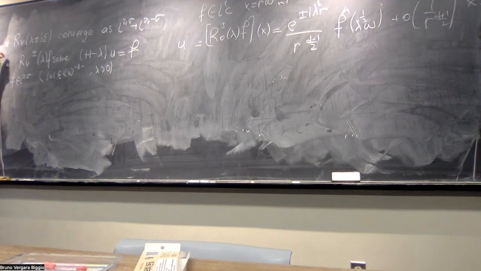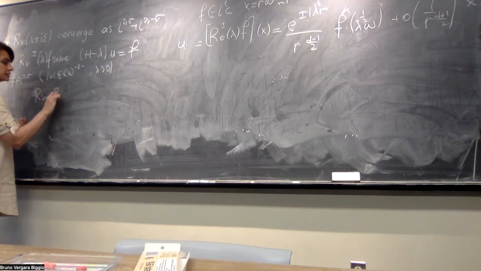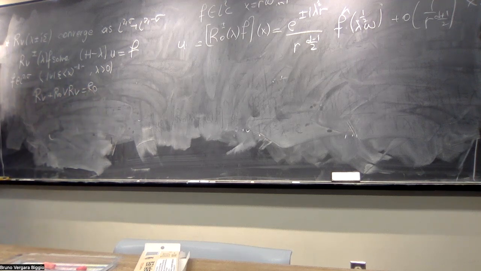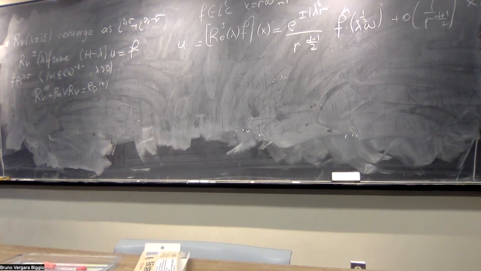Okay, so this story is over here. If you want to talk about this convergence, you're going to use the resolvent identity. So what we have is R_V plus R_0 B R_V is R_V. This is the second resolvent identity, but of course this is valid, maybe I should say first of all, when imaginary Z is positive. Then we're going to take the limit.